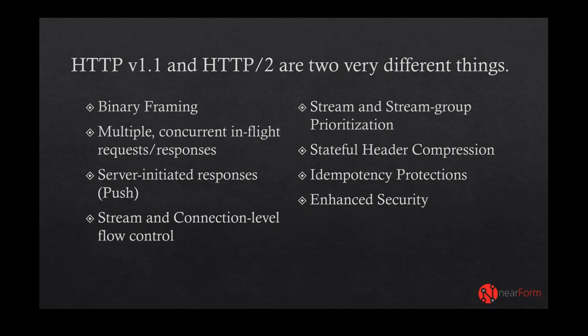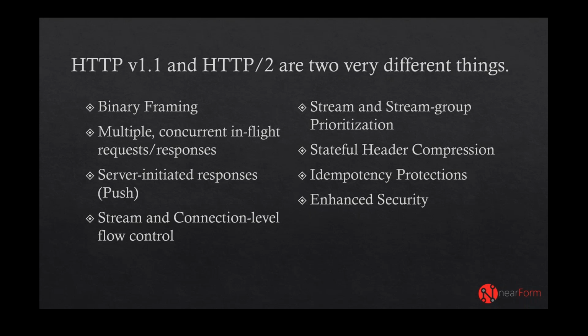You can have multiple concurrent in-flight requests and responses. This is another major thing. With HTTP1, we had the ability to pipeline requests and responses sequentially, where you could send multiple requests, but you had to wait for the responses to come back in order. With HTTP2, we don't have that problem anymore. It's full multiplexing, and we have a few other new features, such as server-initiated responses or push, and flow control that exists per individual stream and connection. We'll go into that a little bit more later.